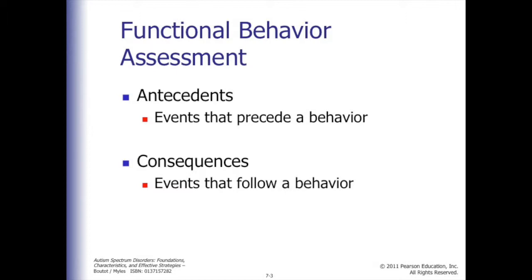When we conduct functional behavior assessments, or FBAs, we always look at antecedents and consequences related to a behavior. The reason we do this is because events that precede a behavior, or the antecedents, and events that follow a behavior, or consequences, affect that behavior. So by determining the antecedents and consequences, we can make better informed decisions on the possible function of the behavior and possibly determine interventions that may be appropriate for that behavior.